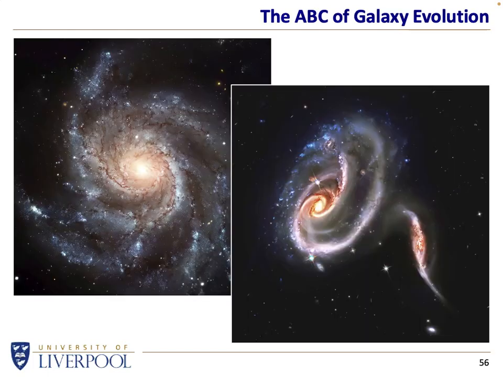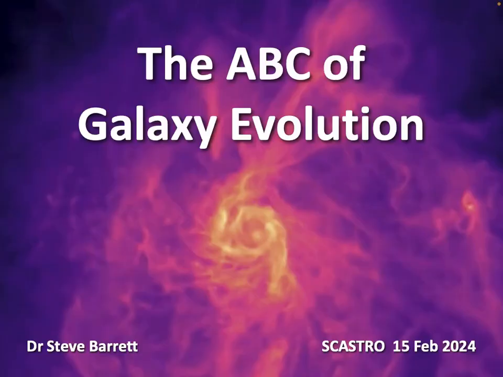So next time you look through a telescope, or next time you browse through the Hubble Space Telescope catalog on the NASA web pages and admire these wonderful structures that exist out there, just give a thought to how they came to be, the A, B, C of galaxy evolution.